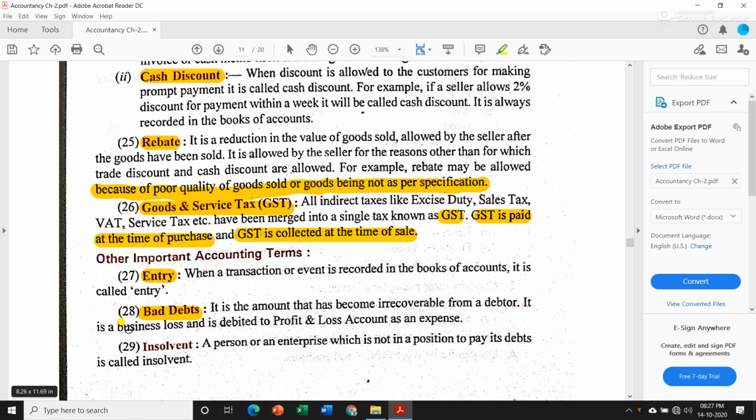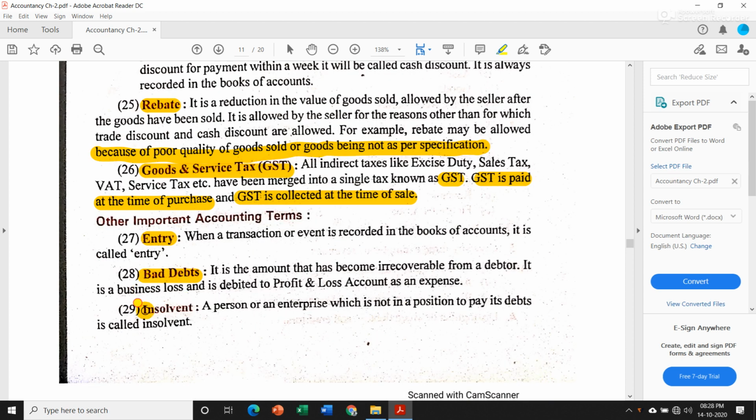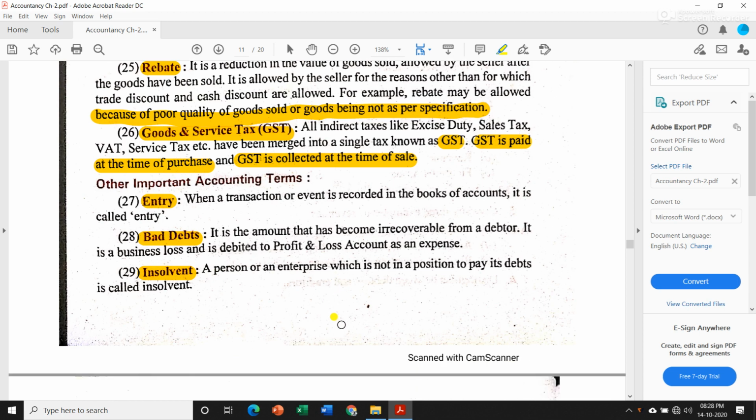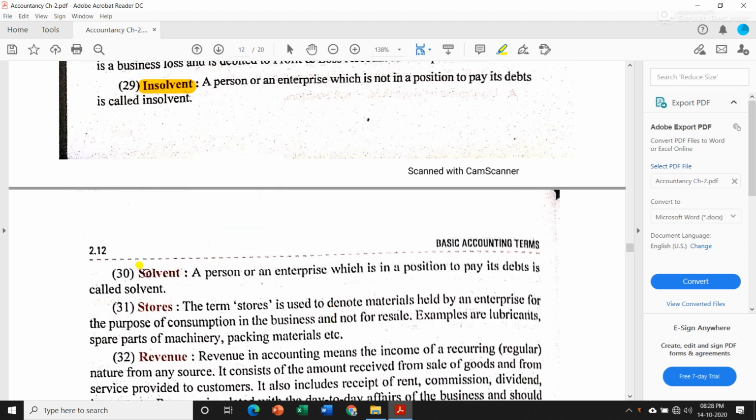So since this is a loss for the business, it is recorded on the debit side of the profit and loss account as an expense. That we will see while preparing the profit and loss account. Then insolvent. Insolvent means a person or an enterprise which is not in a position to pay its debts. When a person or enterprise doesn't have a sufficient amount of money to pay its debt, it is said that it has become insolvent. Then the opposite of insolvent is solvent. A person or an enterprise which is in a position to pay its debt is called solvent.